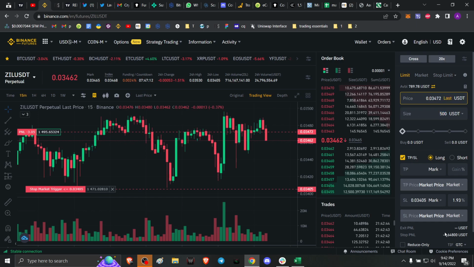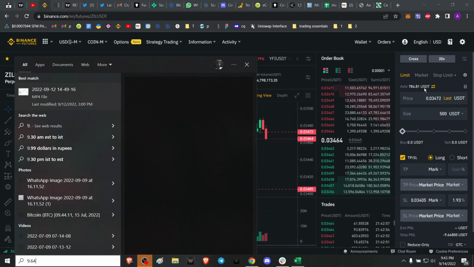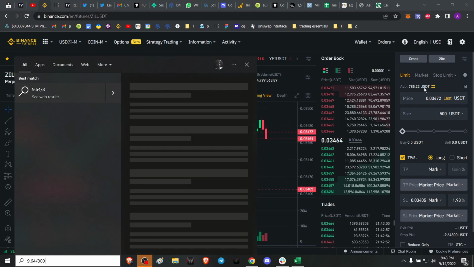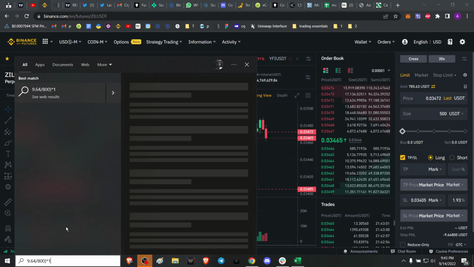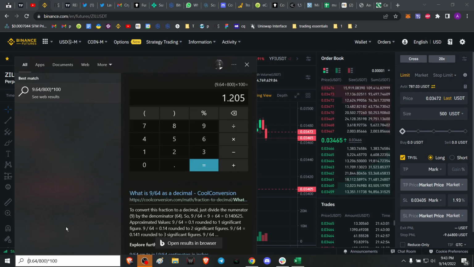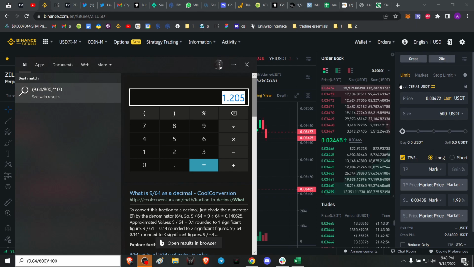Once you know the stop PNL, you can calculate the risk. And how do you do that? You just use 9.648, which is your stop PNL, divided by your total account balance. Say you had $800. Multiply this by 100 and you get a total risk that is 1.2%. That means you're risking 1.2% of your account balance.